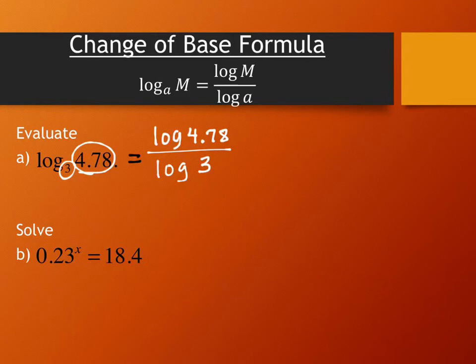So for the purposes of what we're doing here, let's go ahead and round to the tenth place. So 1 decimal, okay? So grab your calculator and hit log 4.78. Press enter. Divide it by log of 3 and press enter. It's what? 1.4 if we use 1 decimal. And if it told you to use 2 decimals, you'd use 2 decimals. If it told you to use 4 decimals, you'd use 4 decimals, and so forth.